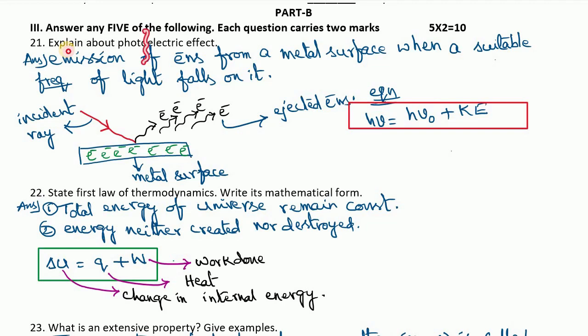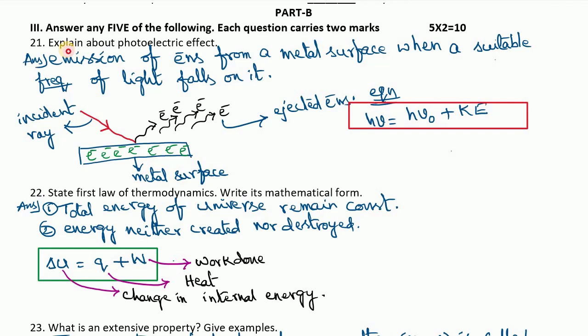Photo means light, elect means electrons, that means electricity. In this effect, some electrons are emitting from the metal surface. Okay. So next, some equation is given for this experiment.